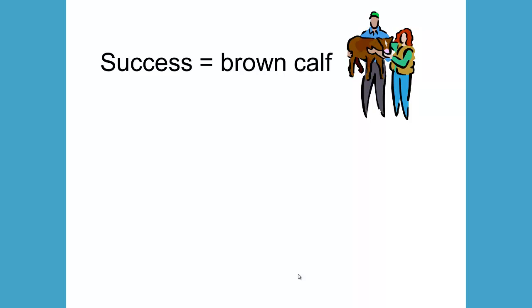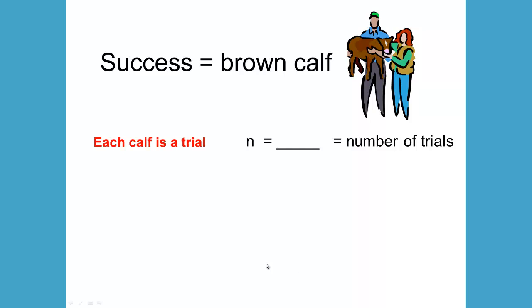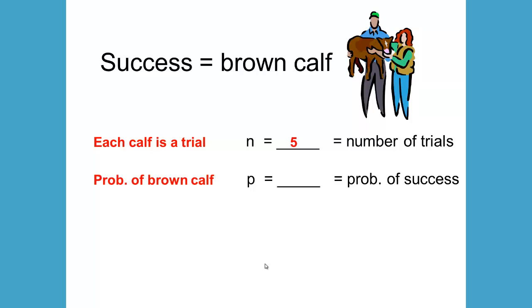N is the number of trials. How many trials or experiments did we run in our example? N, lowercase n, is the number of trials, and each calf is considered a trial. So we ran 5 as our number of trials. P, lowercase p, is the probability of the success, and the probability of being a brown calf was given as 0.90.